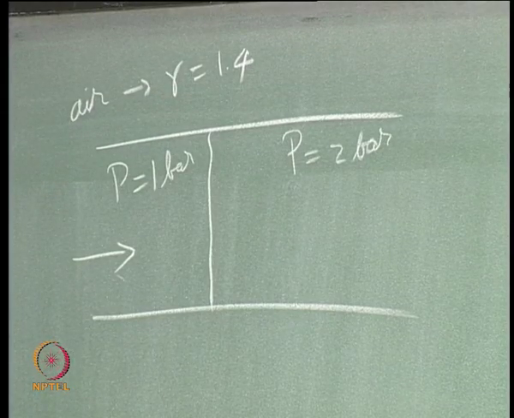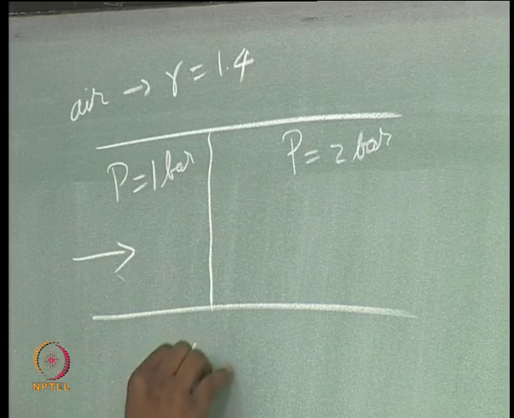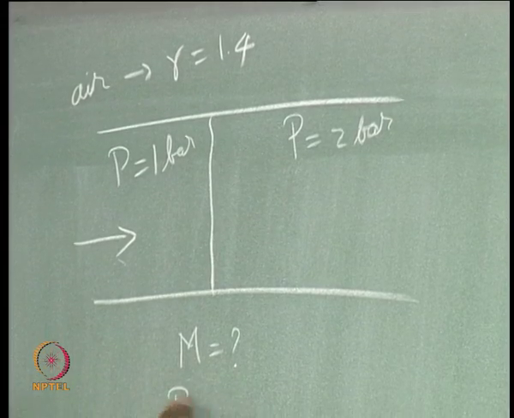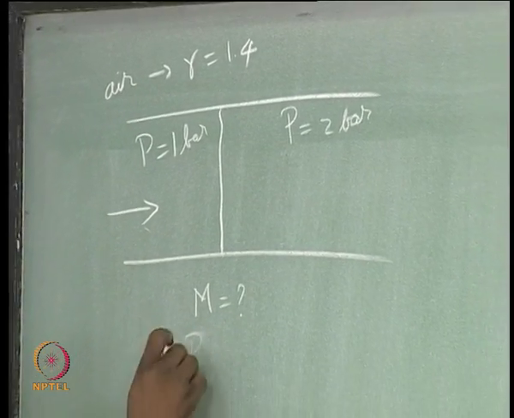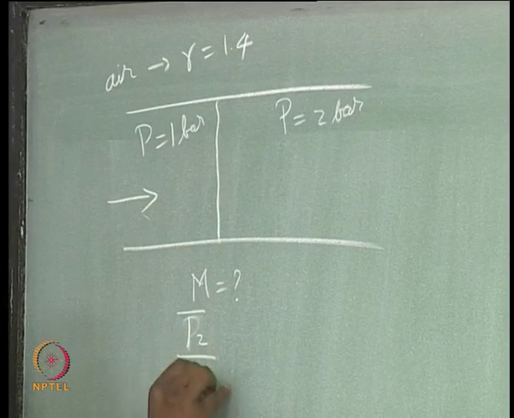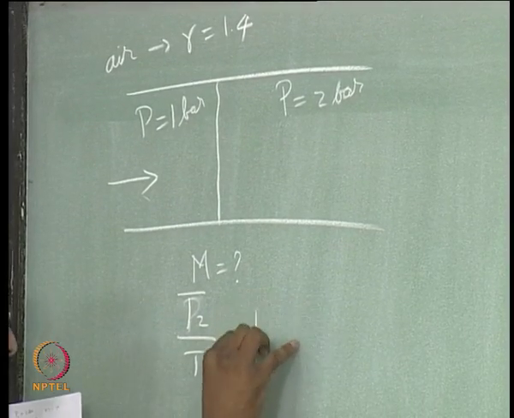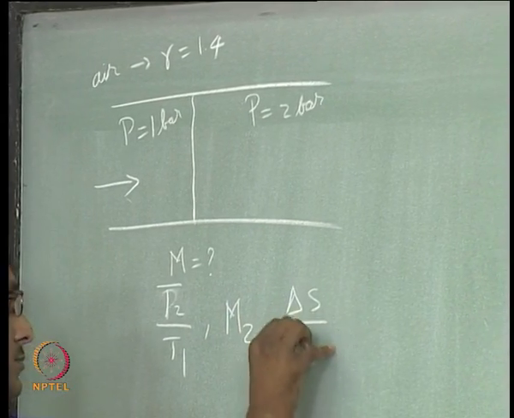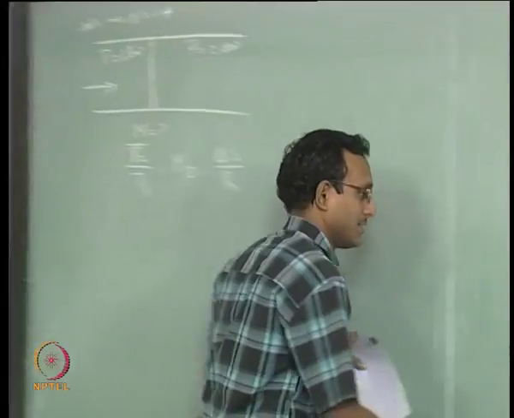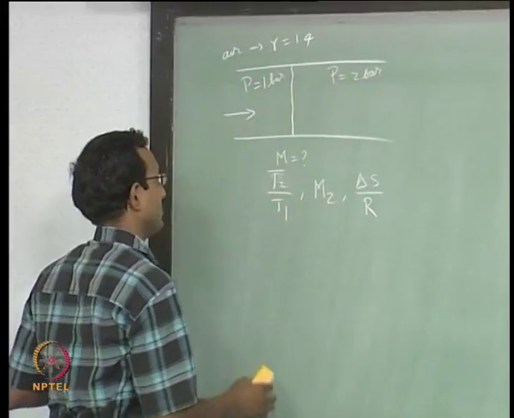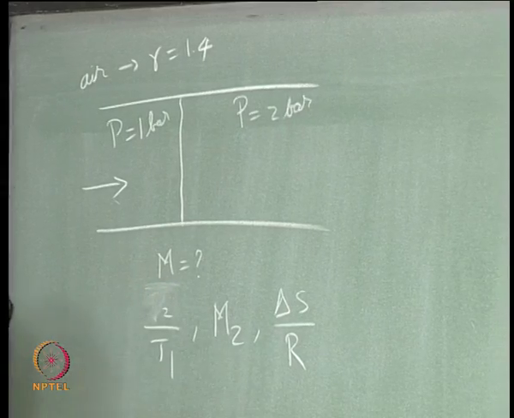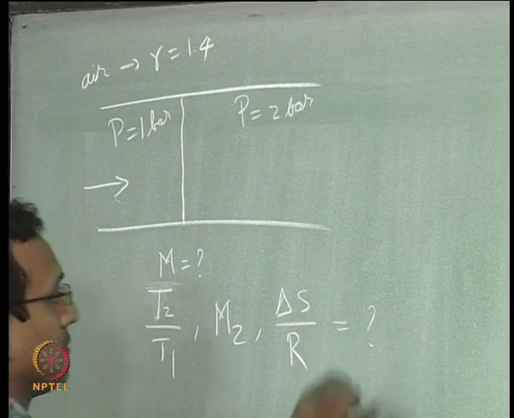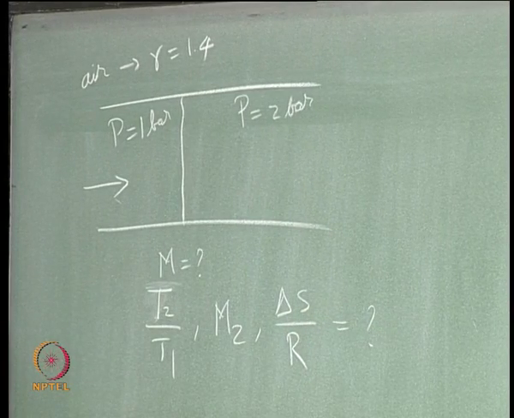Now my idea is to find the shock Mach number. We know the pressure ratio, and I want T2 by T1. I want the post-shock Mach number and delta S by R. These are the things I want. All this we want to find. So how will I do this?